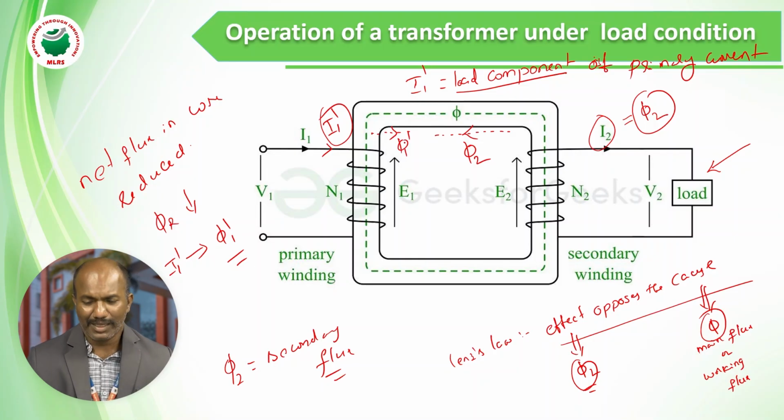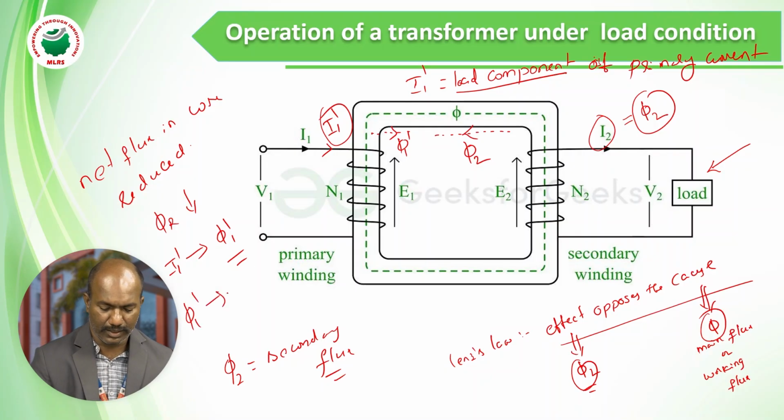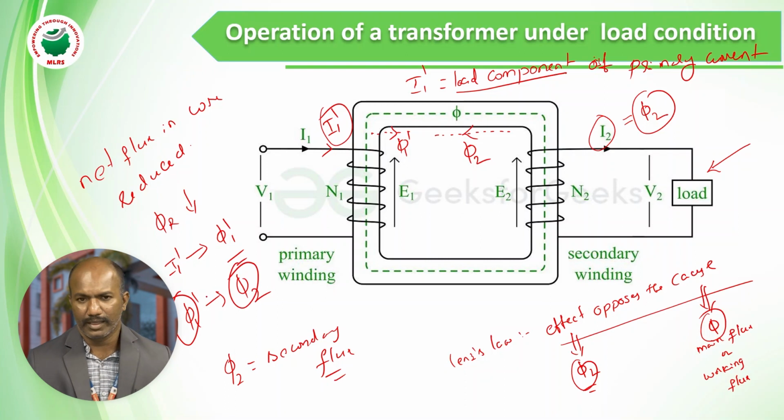So why? Because again, same reason, Lenz's law. Effect opposes the cause. Here phi1 dash is the effect and phi2 is the cause. So the reason for getting this phi1 dash is phi2. That's why, according to Lenz's law, phi1 dash opposes phi2. Both phi1 dash and phi2 are in opposite directions, and this phi1 dash cancels the flux phi2 in the transformer core.